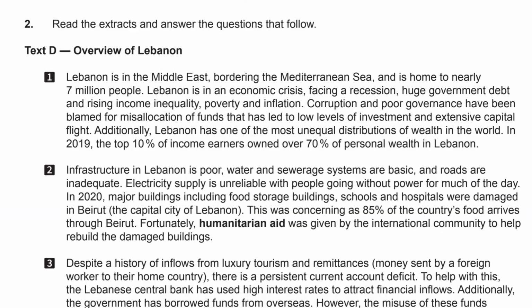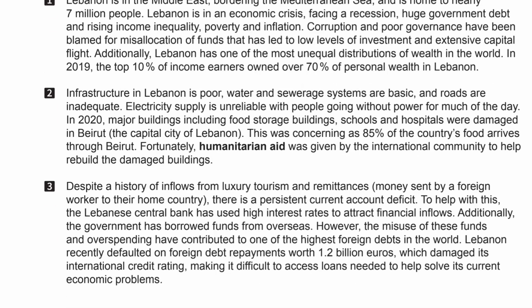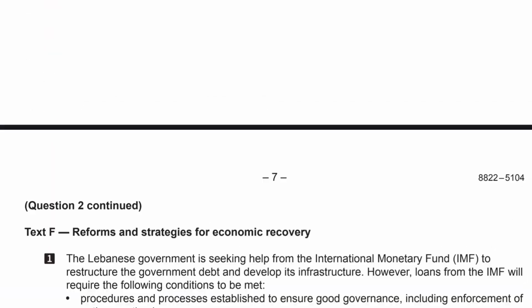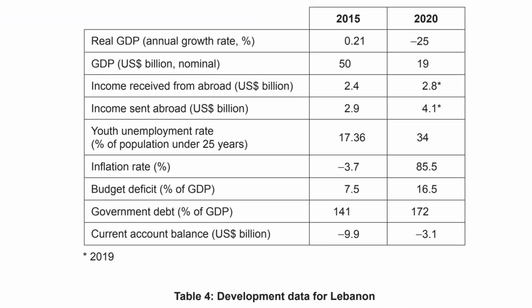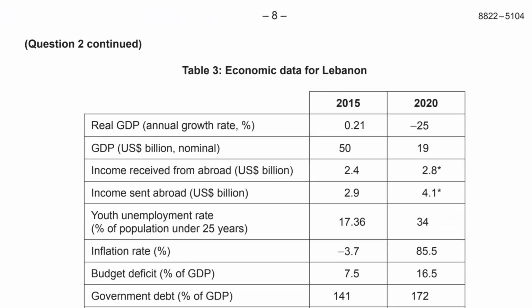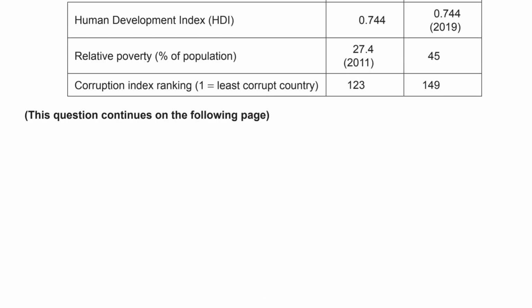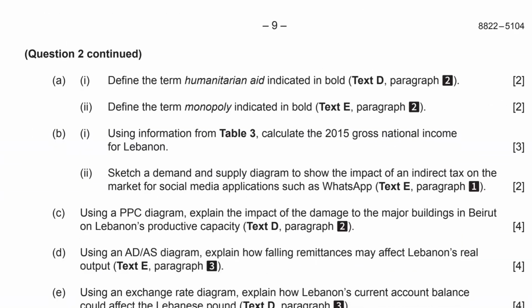So for question 2, again, we've got a bunch of texts here that we have to read, and these relate to the country of Lebanon. Once again, I'm going to assume that you've already read these texts, or if you haven't, you can easily hit pause and have a quick read. I've got texts D, E, and F, and a table full of economic data, and the question will begin proper somewhere down here.